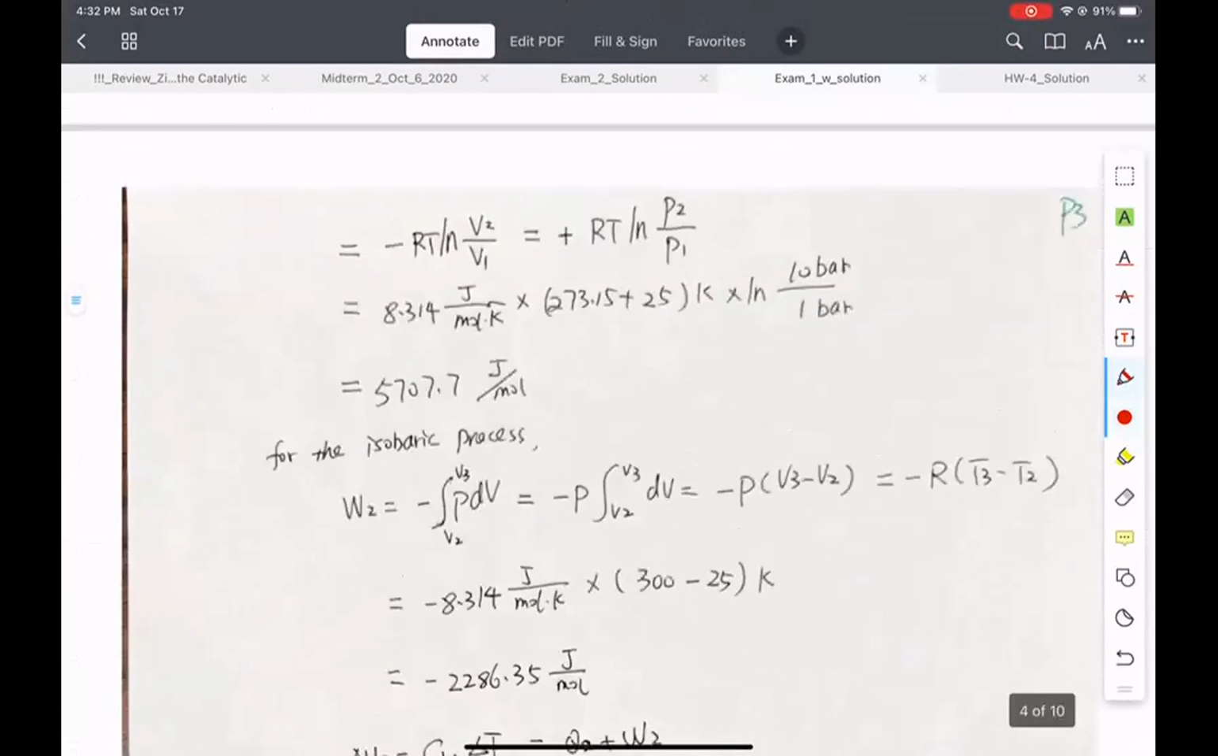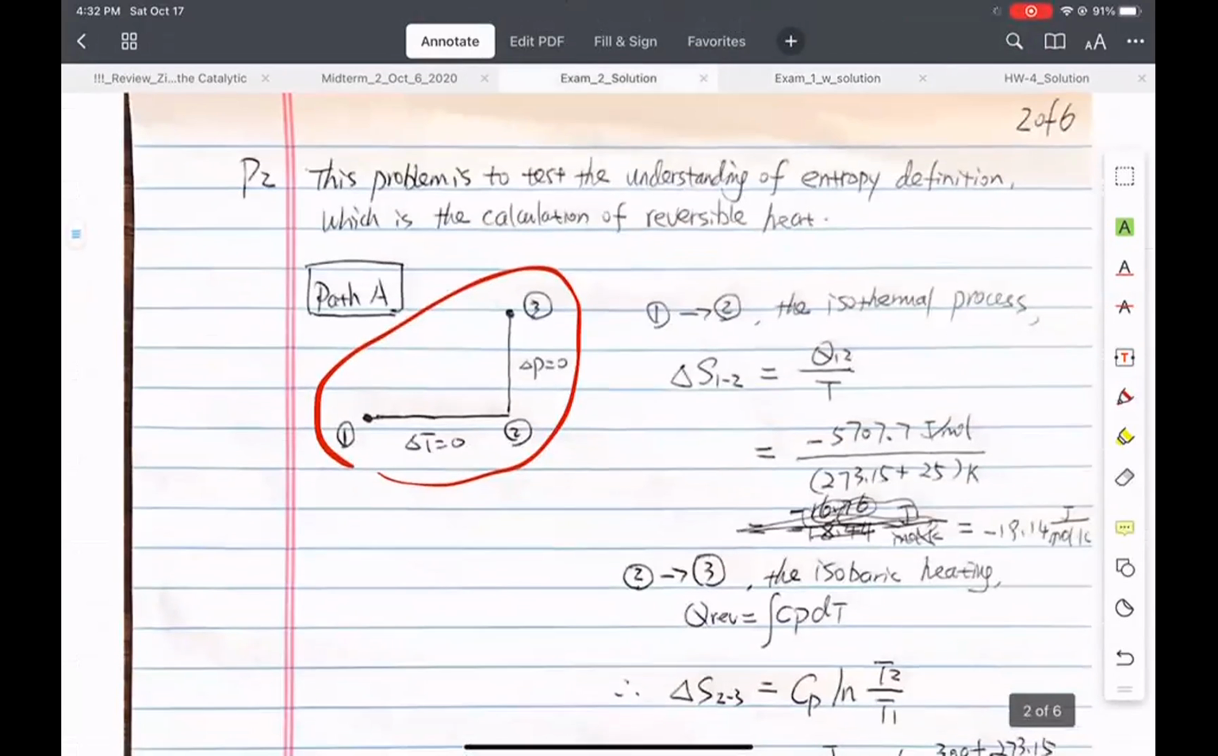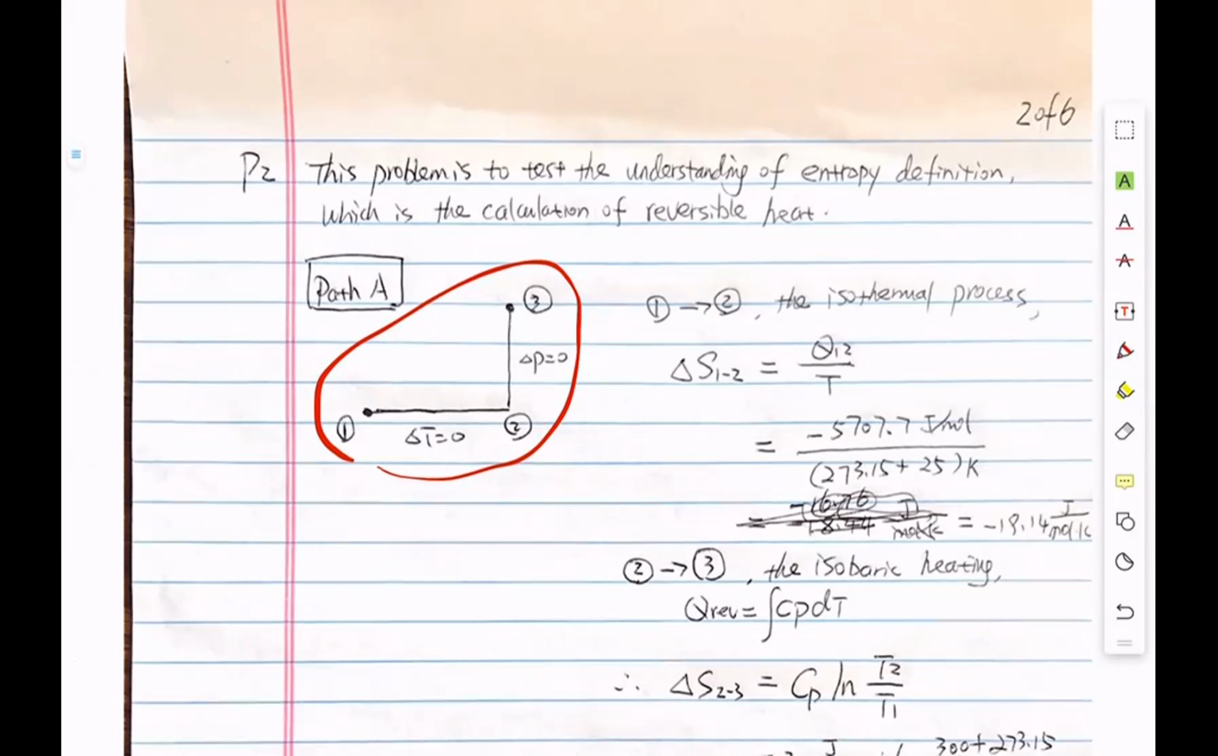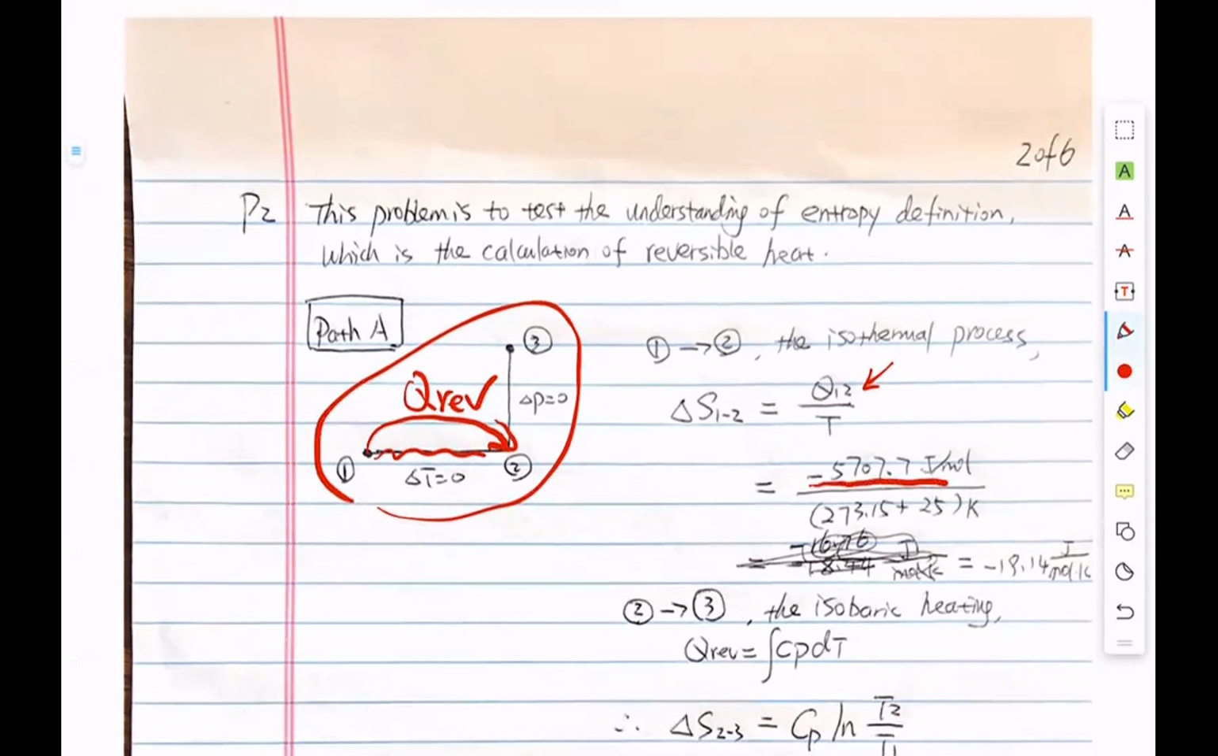So if we try to go back to the isothermal process, we know that this is the reversible process. So the heat along that process, we can directly utilize the heat calculated for this 1 to 2 process. This is the reversible process, so we have this Q reversible over there, right? And how about the value of the heat? Well, that is directly from the exam 1. So we don't need to calculate.